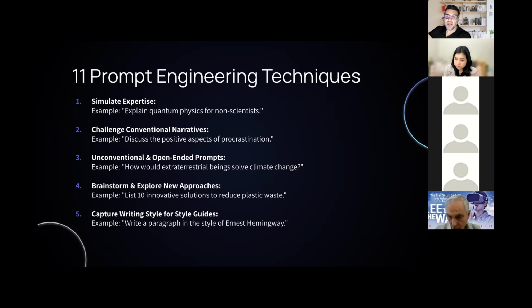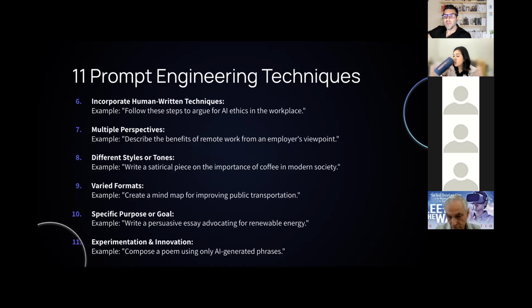Capture writing style and style guides. So you could say, write a paragraph in the style of William Shakespeare or Ernest Hemingway. And number 6, incorporate human written techniques. For example, follow these steps to argue for AI ethics in the workplace. And then multiple perspectives. Describe the benefits of remote work from an employer's point of view. And this is really interesting as well, because sometimes we lack empathy. We need to see what other people think about certain things, so we can have ChatGPT do that.